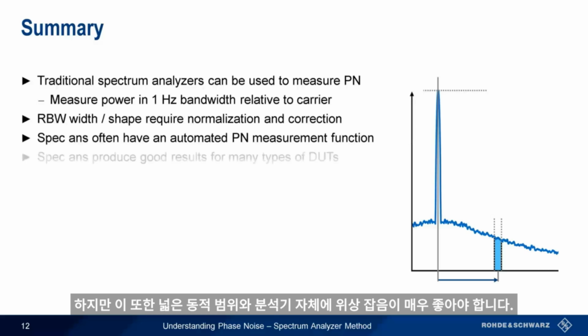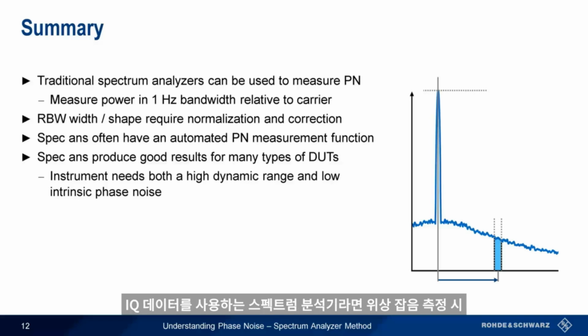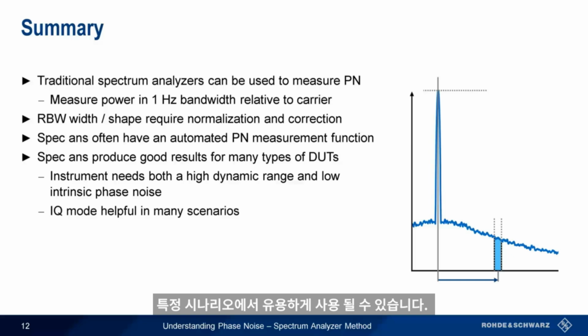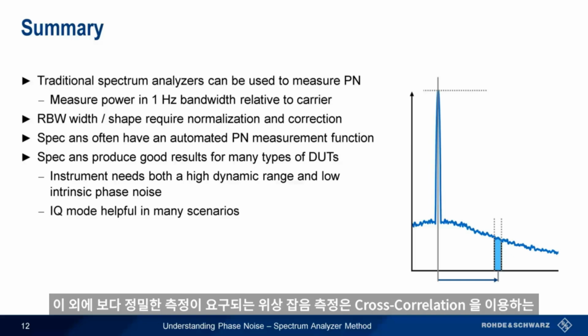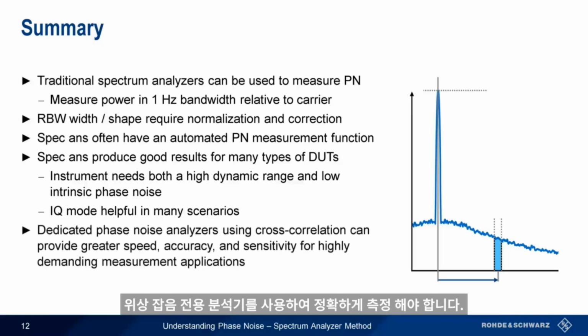For many types of DUTs, spectrum analyzers can provide good phase noise measurement results, although the instrument should have a high dynamic range and low internal or intrinsic phase noise. In addition, the ability to measure phase noise using IQ data can be helpful in certain scenarios. For more demanding phase noise measurement applications, dedicated phase noise analyzers and the cross-correlation method can be used to provide additional speed, accuracy, and sensitivity.